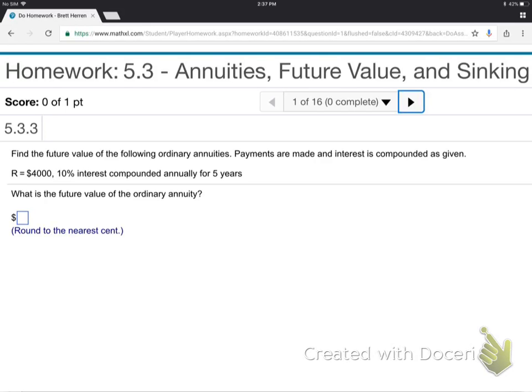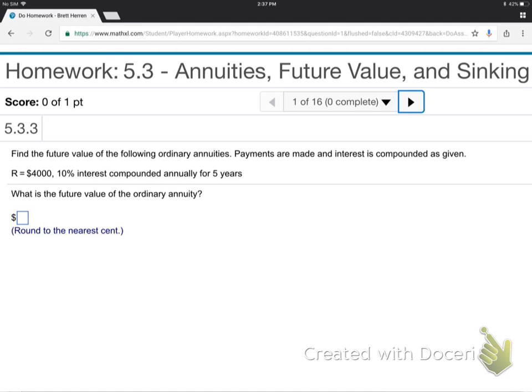Okay, 5.3, annuities, future value, sinking funds. Let's take a look. Find the future value of the following ordinary annuities. Payments are made and interest is compounded as given. R is 4,000, 10% interest compounded annually for 5 years.